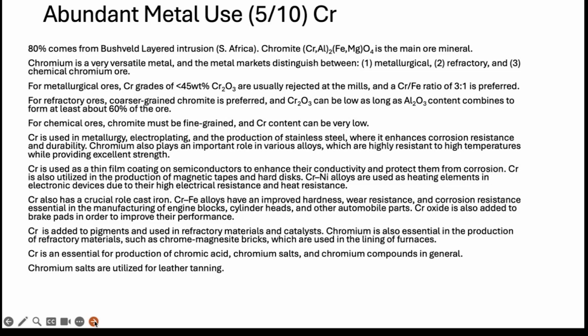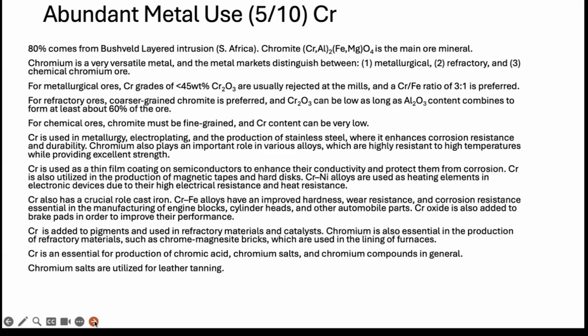So for metallurgical ores, chrome grades of less than 45% Cr2O3 are usually rejected at the mills, and a certain chrome iron ratio is preferred. For refractory ores, a coarser grained chromite is preferred, and the chrome content could be low as long as aluminum content contributes to at least 60% of the ore. For the chemical ores, chromite must be fine grained and chrome content can be very low.